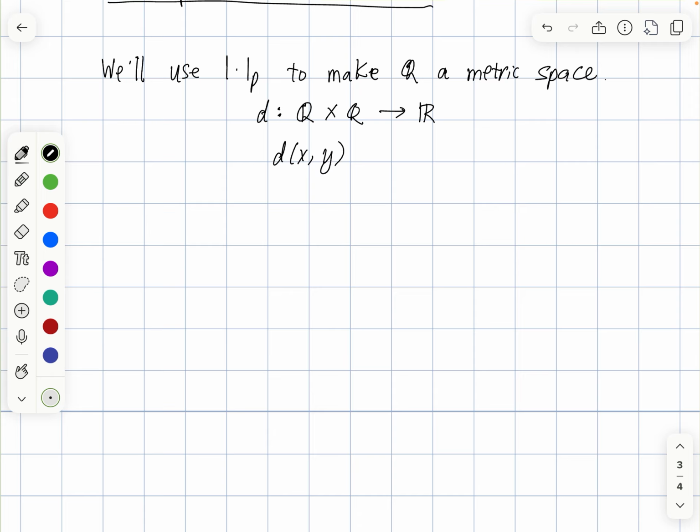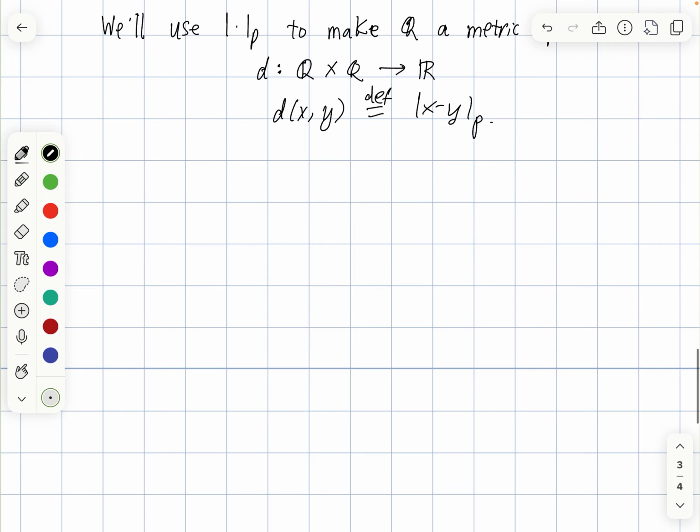the distance between X and Y is the p-adic absolute value of X minus Y. So this is basically the distance between X and Y on the real line, except using the p-adic absolute value instead of the ordinary absolute value. And we'll show that this makes Q into a metric space by showing that D is a metric. So we have to prove that D is a metric.